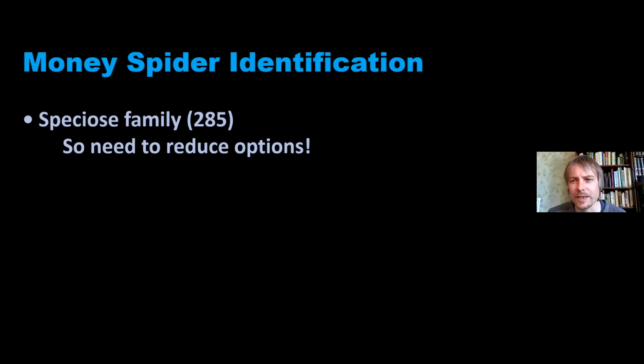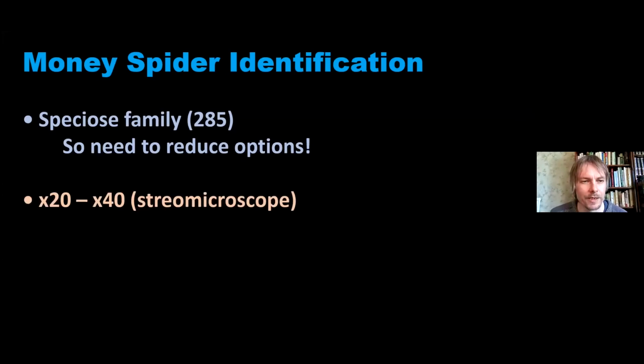Right. So I said that money spider identification is a bit tricky. You've got 285 spider species to consider when you've got a money spider in front of you in Britain. So you've got to start reducing your options, really. It's like any species identification. You've got to make it easier for yourself. So how do you do that?